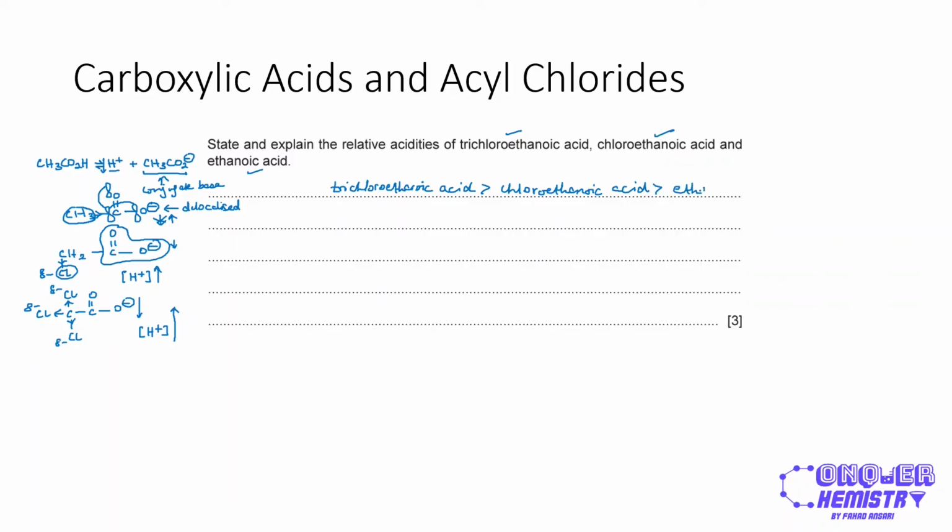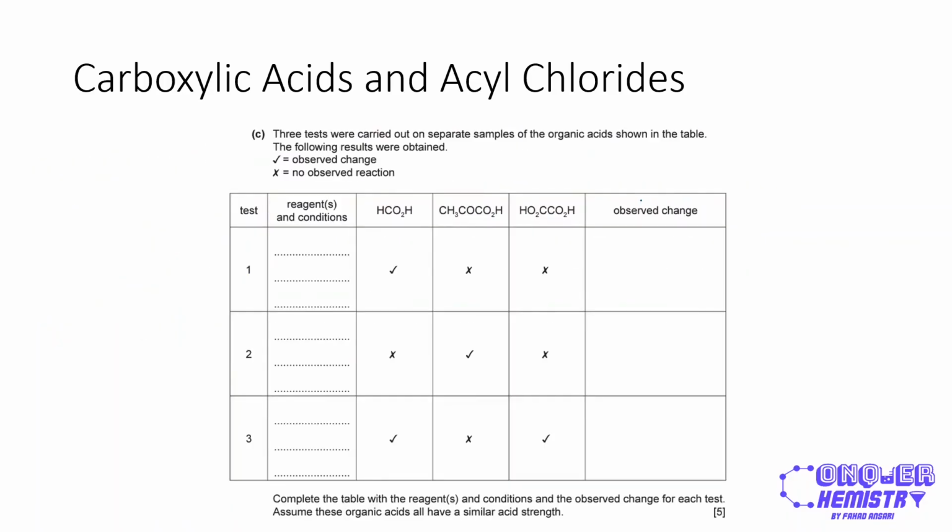So this is the ranking of acidities of these carboxylic acids. Now, carboxylic acids generally do not get oxidized, but there are two exceptions. One is your methanoic acid, which is over here. This is methanoic acid.